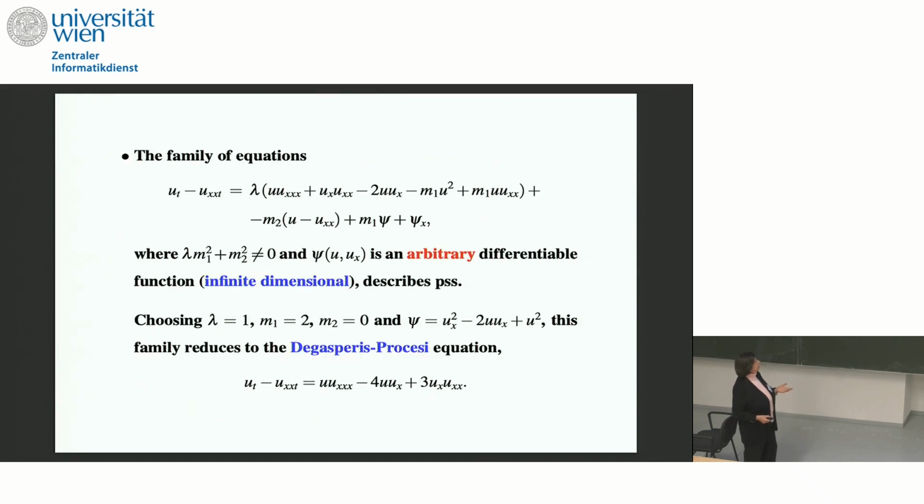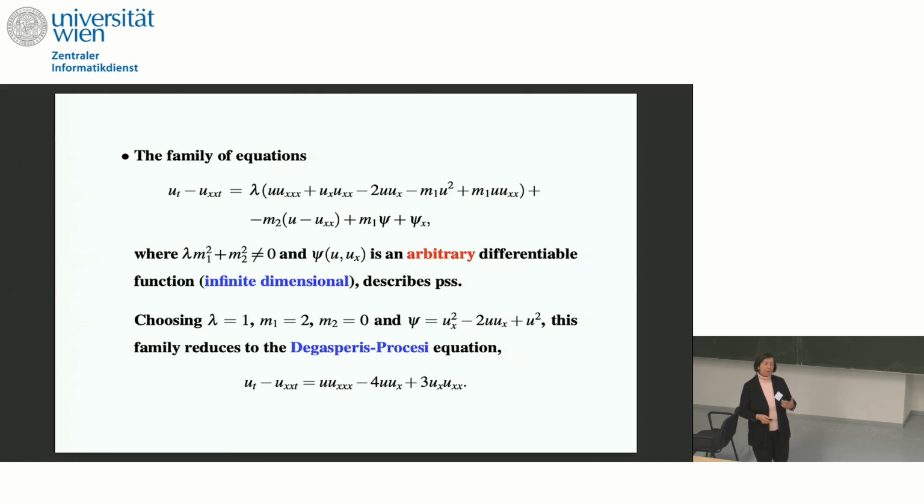And this is what we did. By choosing these arbitrary functions, we got this one, for example, here, where lambda, m1 and m2 cannot vanish simultaneously. This is still an infinite set of equations. Psi is arbitrary. Now, if you choose lambda equal to 1, m1 equal to 2, m2 equal to 0, and psi this kind of function, then you get the Degasperis-Procesi equation.